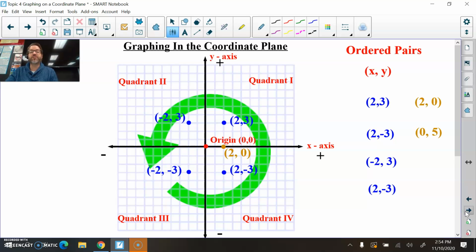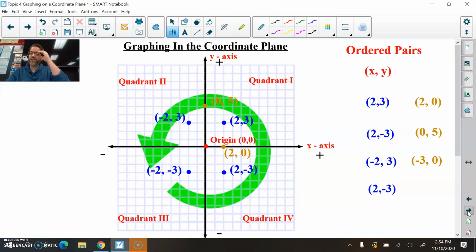If you have the point (0, -5), now your x value is a 0, so you're not going to go left or right on the x-axis. You're staying at the origin. And then the y value is -5, so you'll go down 5 spaces, and boom, that's where it would be located. All right, what if we have (-3, 0)?